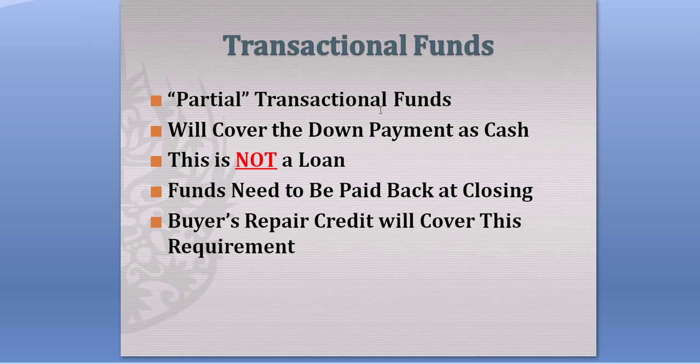The partial transactional funds, this is not a loan. So these funds need to be paid back at closing, and this is where the buyer's repair credit comes in, which again has to be in the amount that at least the current owner has in equity. Otherwise, if they're completely up to their eyeballs in debt service on the property, or they're upside down, you cannot make this kind of deal work, okay?